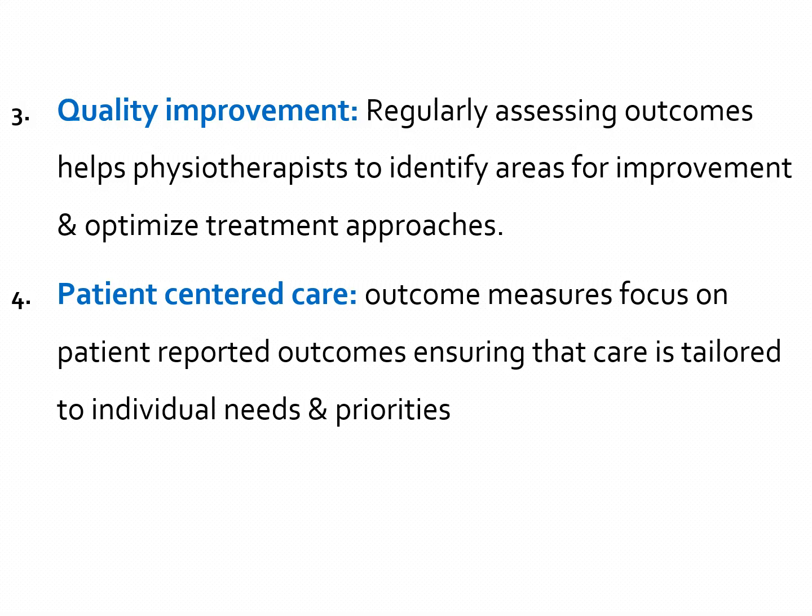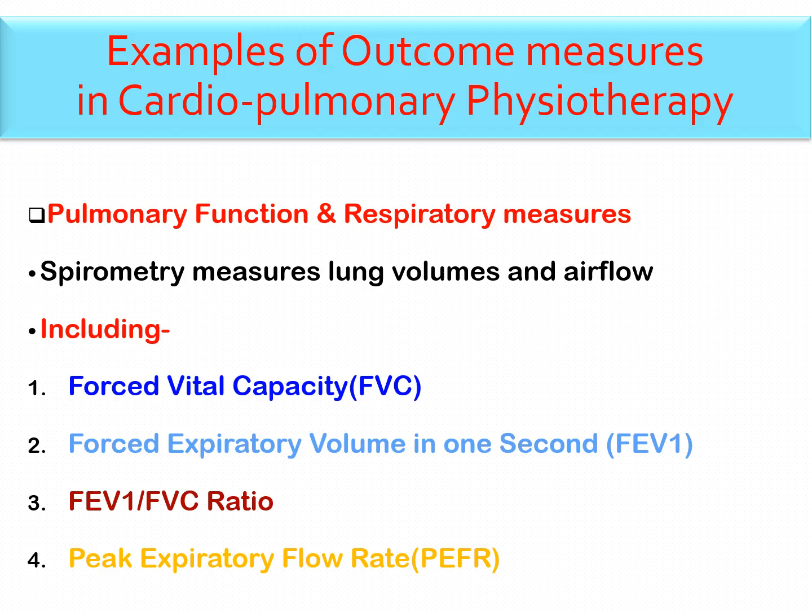Now we'll see section number 3, the key outcome measures in cardiopulmonary physiotherapy. The first one is your pulmonary function and respiratory measure. Spirometry can be used and it can measure the lung volumes and airflow, including forced vital capacity, forced expiratory volume in 1 second, FEV1 by FVC ratio, peak expiratory flow rate. So these 4 you can use as an outcome measure.